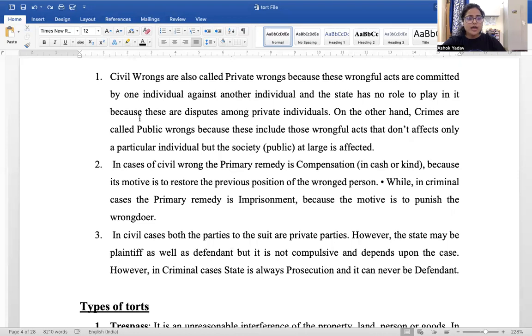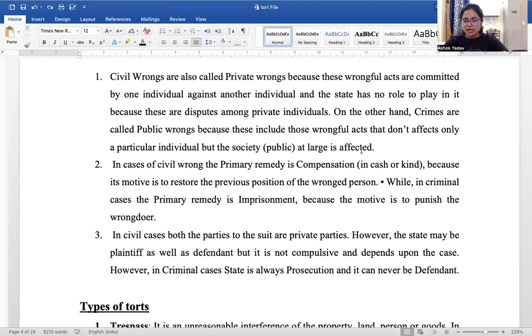On the other hand, crimes are called public wrongs because these include those wrongful acts that don't affect only the particular individual, but society at large is affected. Whenever you see a civil wrong, it is generally A versus B, Shyam versus Ram, something of that sort. Civil wrongs are private wrongs in which the rights of an individual are affected, and they are seeking a remedy which is related just to them, which will give compensation to them.